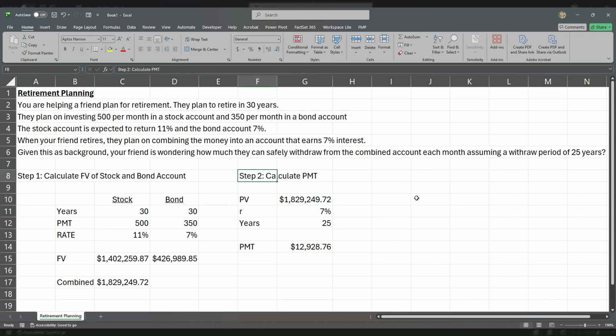Now we can validate this. I mean, this is the answer. This is the problem 100% solved. We don't need to go any further than this, but let's just do it.